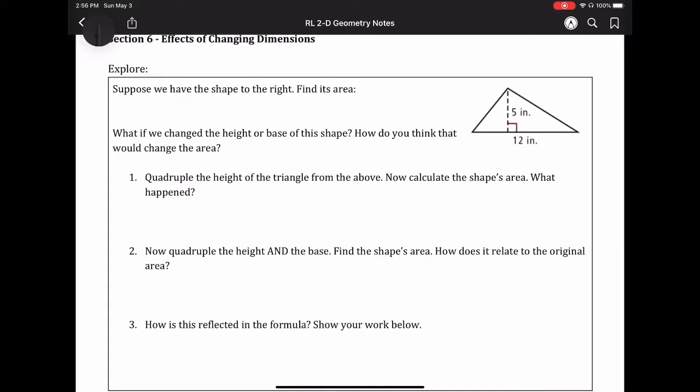So we have this first box that says explore. It says suppose we have the shape to the right, find its area. Okay, we can do that. We've done that before. We have a triangle here.